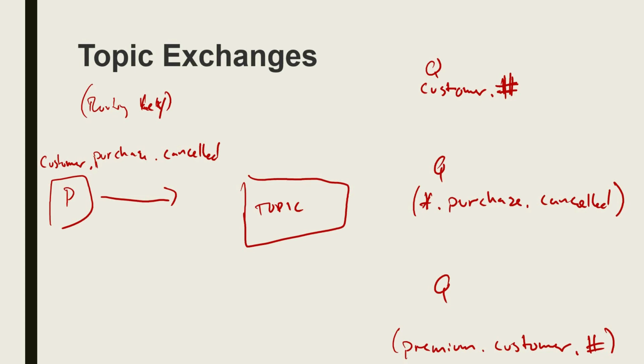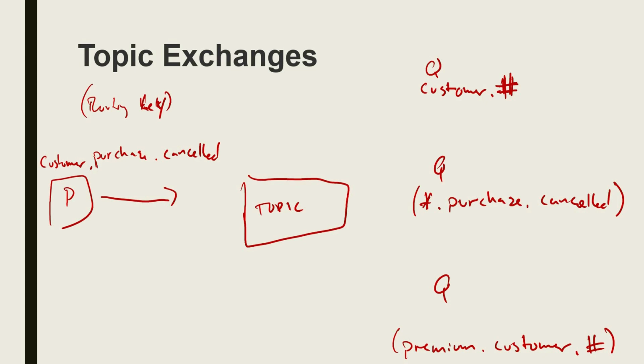Now, what does this hash mean and what does this asterisk mean? This hash means that after the hash, it could have zero or more words after customer, okay? So customer.whatever, as long as it's customer dot and then whatever, it matches the criteria. You could think of it as a regex expression, right? If anything has customer dot whatever, it doesn't matter what comes after that, it's going to match. It's good to go, right?